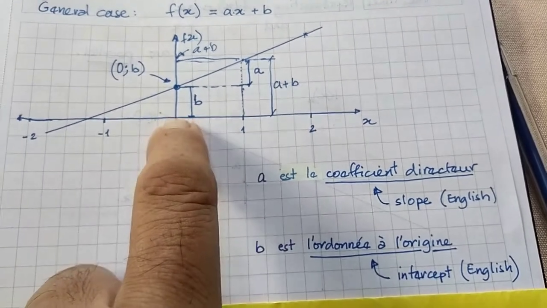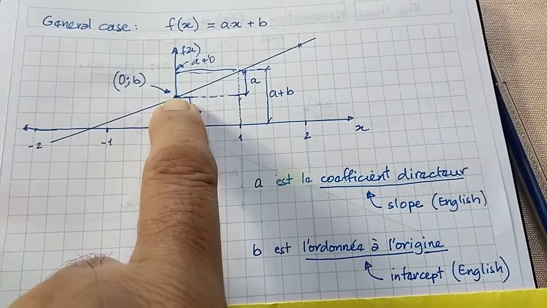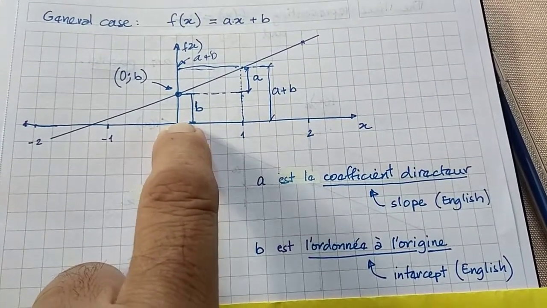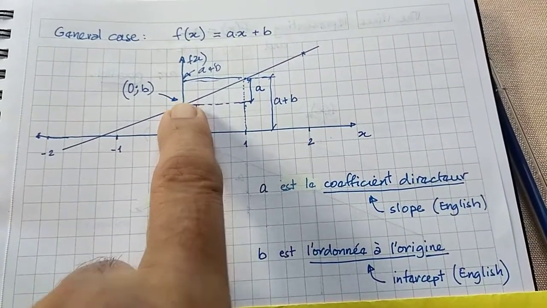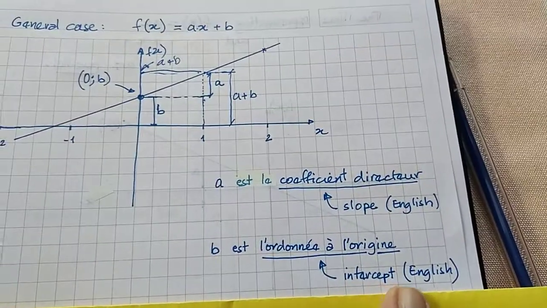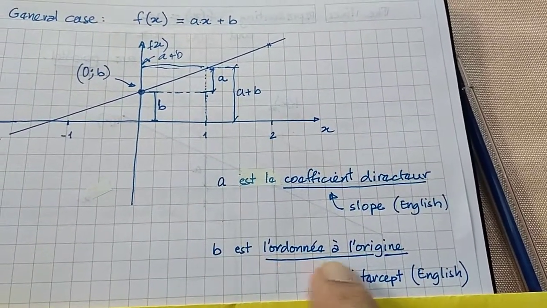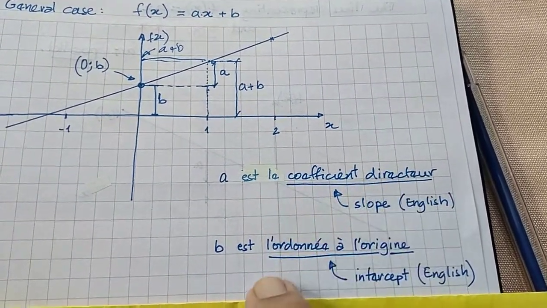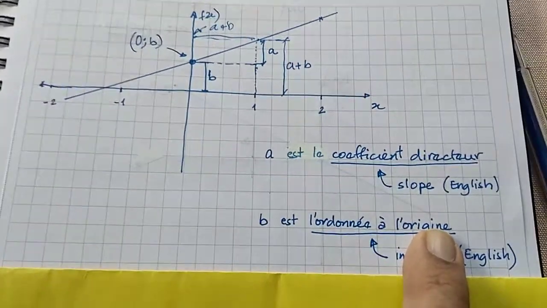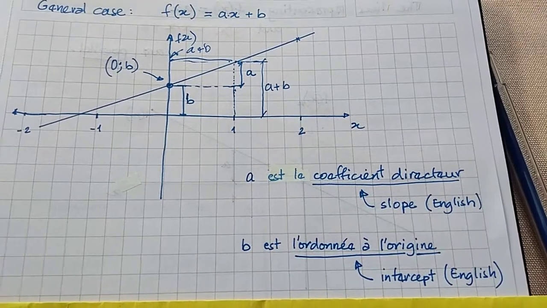Okay, B is l'ordonnée à l'origine. What it means is the coordinates of this point at the origin. Origin meaning the value of y when x is equal to 0. In English, it's just known as intercept. Okay, so A and B, these are the terms, and I'm sure these terms will be asked of you when you do the problems. So please remember this, or please note this down. Okay.